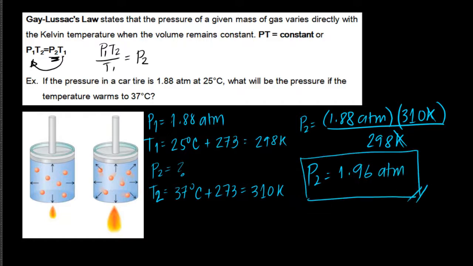As you can see, ang aton nga pressure, nag-increase man gid siya. From 1.88, it became 1.96 atmospheres because our temperature has also increased. From 298, it became 310 kelvins. Okay? And those are the 4 gas laws.